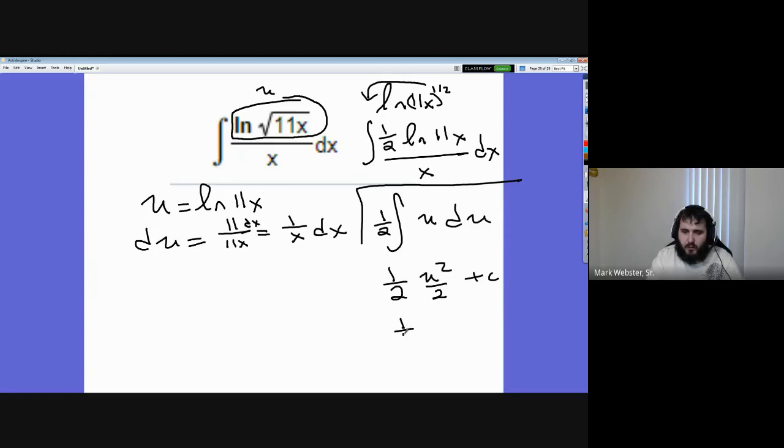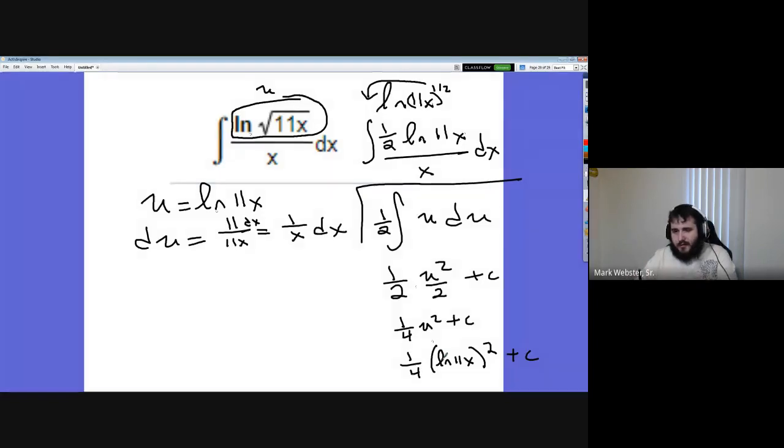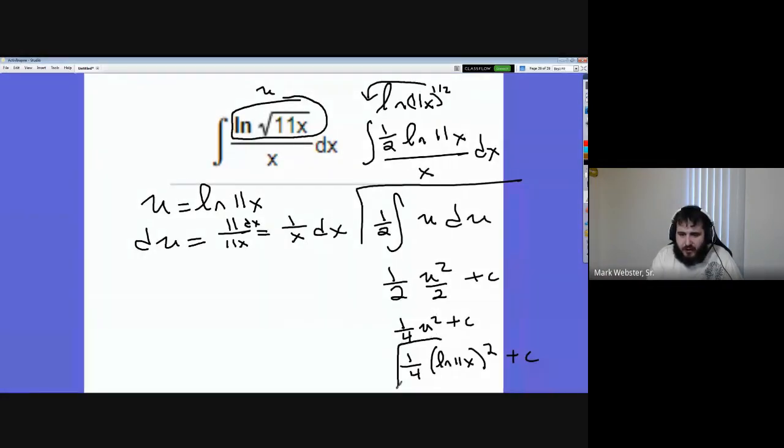So we've got 1/4 u squared plus c, and now we got to go back in. U is natural log of 11x, so 1/4 times the natural log of 11x, squared, plus c. Now this isn't the natural log of 11x to the second power. We're squaring that whole function. So just be aware of that. That is a different thing entirely.